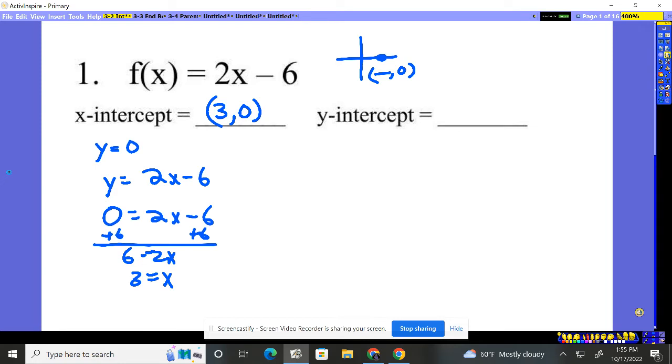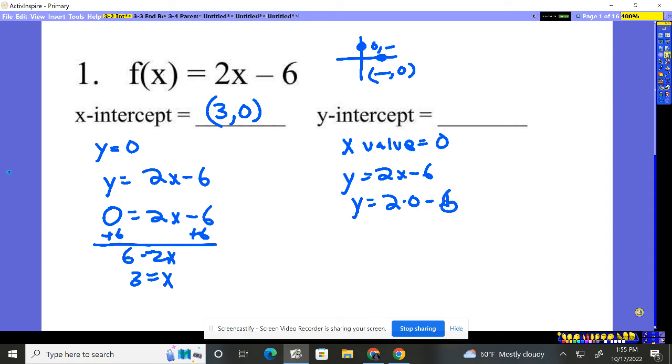Y-intercept. Well, what do I know is true there? So if I'm crossing the y-axis, I know I've moved over none and up some amount. So I know the x value is 0. So the x value equals 0. X value 0. So in the equation, we have y equals 2x minus 6. We know the x value is 0.